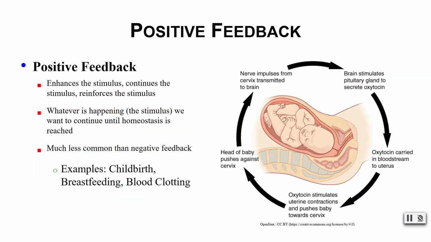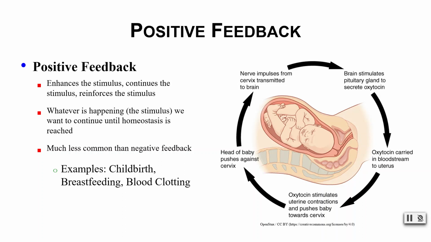Now, positive feedback. Again, this still helps us get back to homeostasis, just in a different way. Now we are going to enhance the stimulus. We're going to continue the stimulus. We're going to reinforce the stimulus. Whatever is currently happening, we're going to continue to do it until we get back to homeostasis. This is much less common than negative feedback, but we do have a couple of examples that people should be fairly familiar with: childbirth, breastfeeding, and blood clotting.